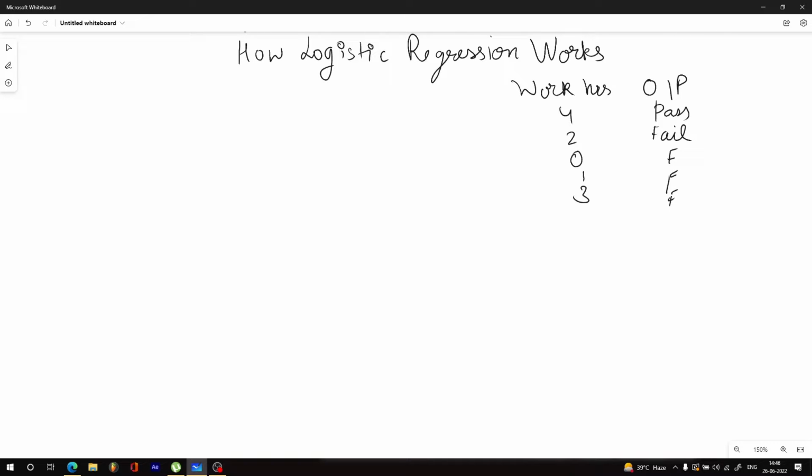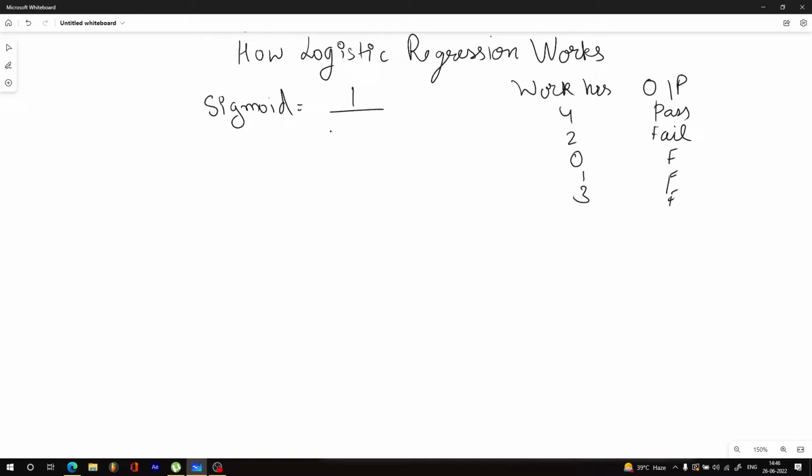Now in logistic regression, we use the sigmoid function, and that is why logistic regression is a very important algorithm to learn, because in deep learning also we use similar things. We use linear regression and logistic regression as the basics of deep learning. So let me just show you how it works.